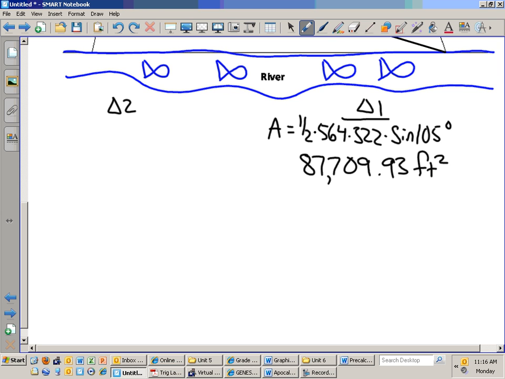We're halfway there. We've got the first area. Was that difficult? No, that was not difficult.